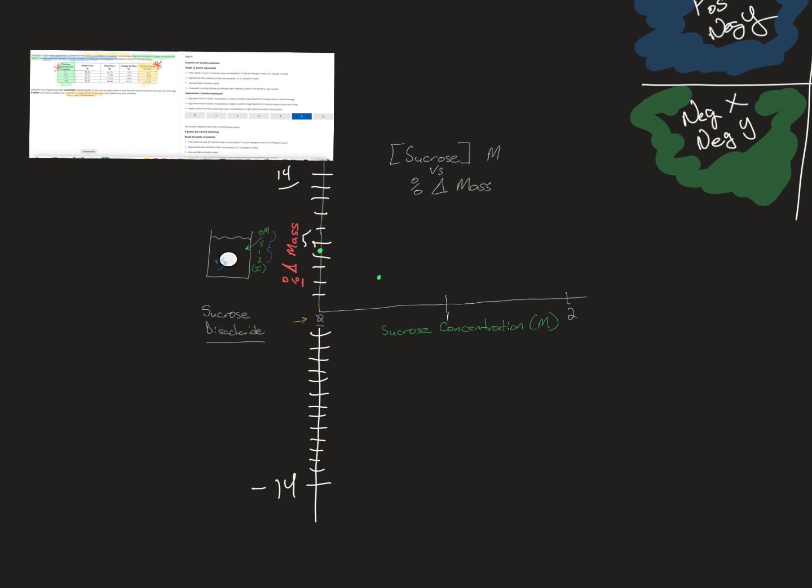So my 1 is going to be somewhere around here. Of course, I'm not using graph paper, so it won't be perfect. And then my 2 is negative 13.44. So it's somewhere around here. So if I drew a best fit line through this, it would look something like that, right?